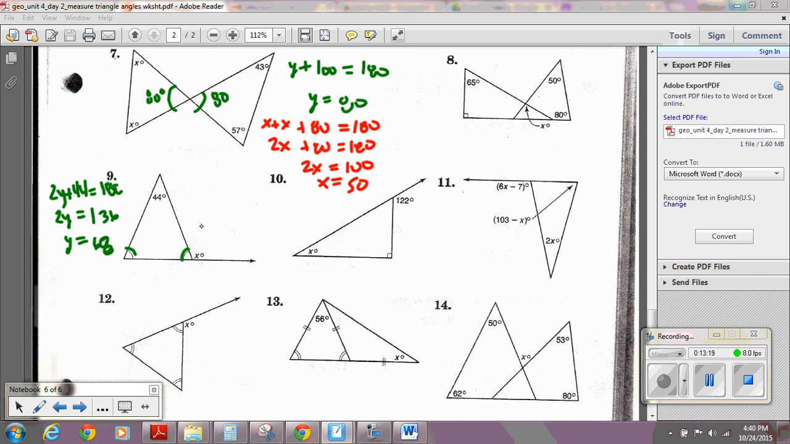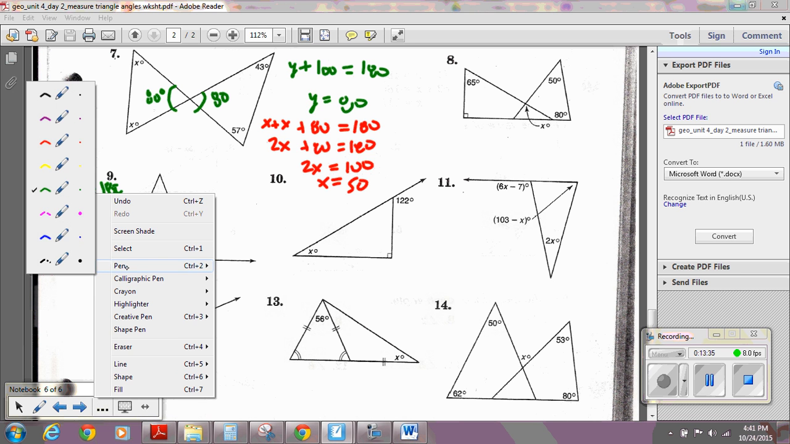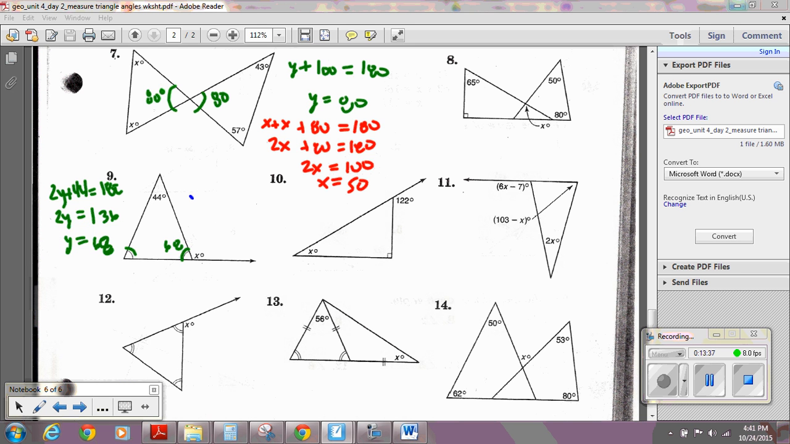All right. So that means each one of these green ones is 68. Boom. And I know that the green one and x form a linear pair, so that equals 180 degrees. So that means x plus 68 is 180. Subtract 68 from both sides, so that means x equals 112 degrees.